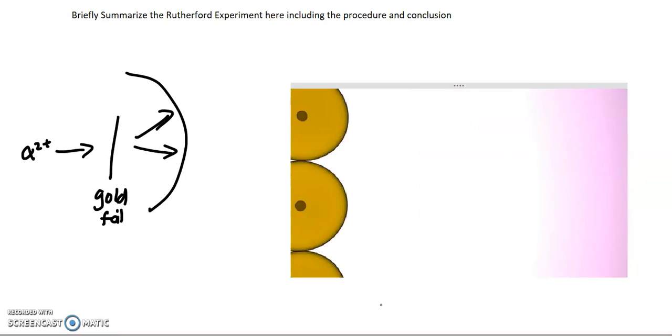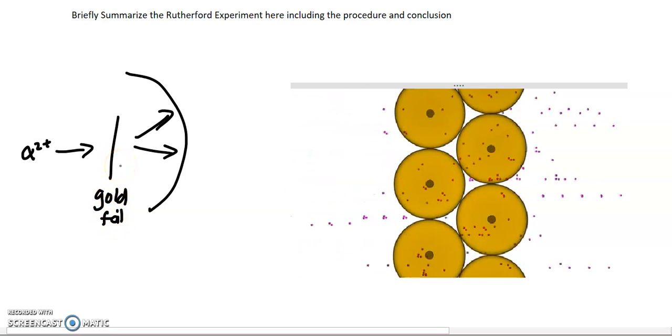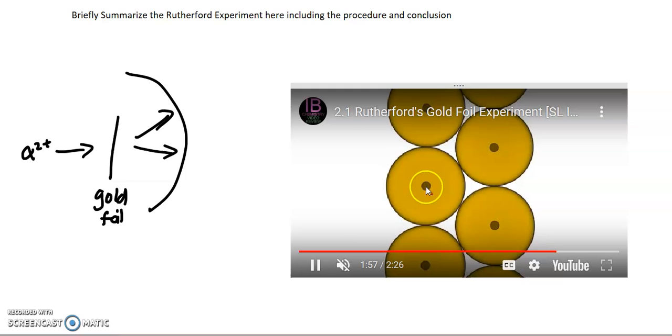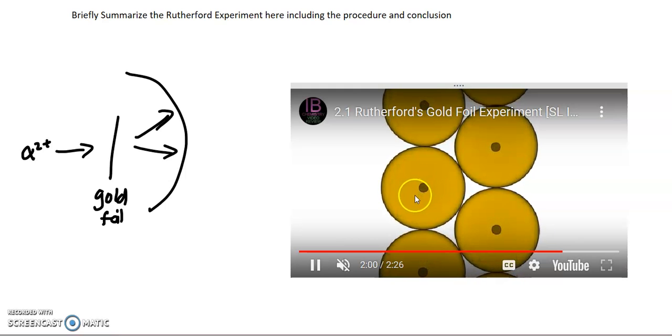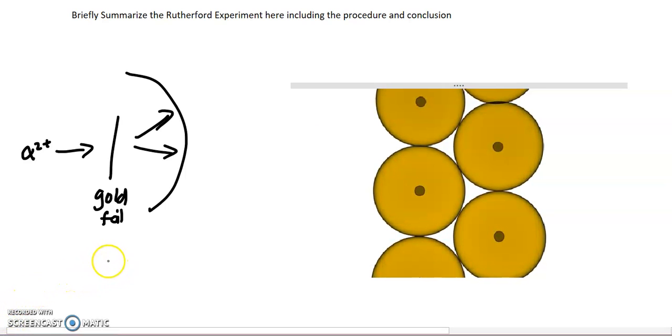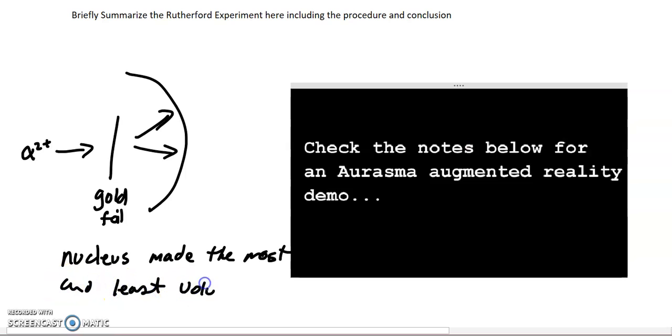Right, that is the major procedure, but he's concluding that most of the atom is actually empty space, and you've got this very dense nucleus in the middle, which would allow for the alpha particles to bounce back. So he concluded that the nucleus has the most mass and least volume of the atom.